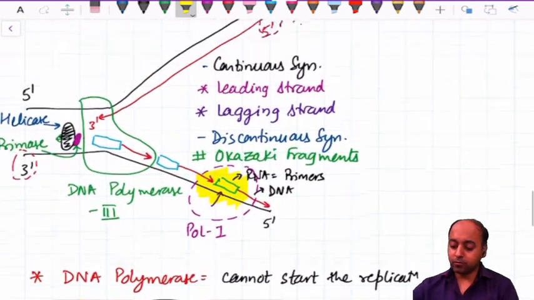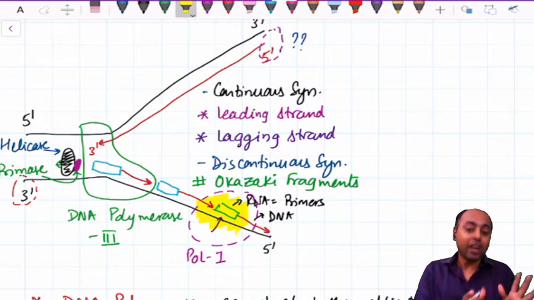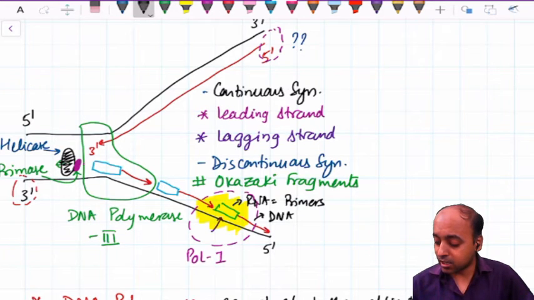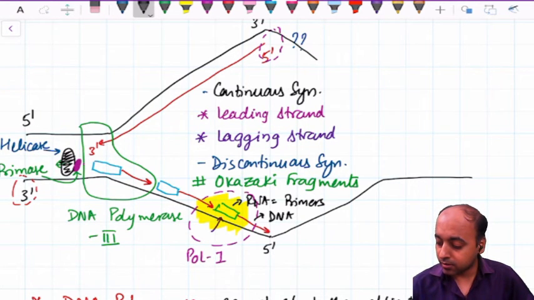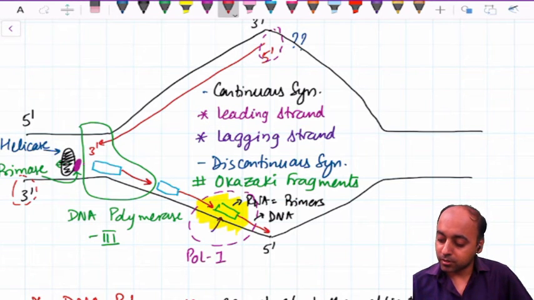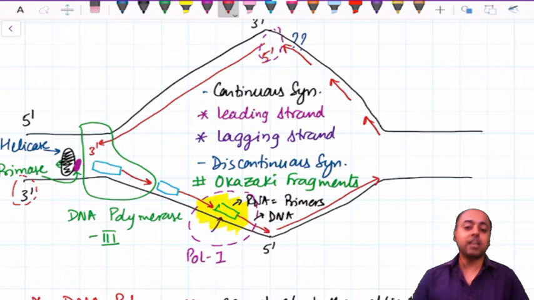Remember, I told you we have what is called replication bubble. We have taken only one half of it to understand, that is the replication fork. So whatever you are seeing here has a copy somewhere else, not far, here only. Right? So what was leading strand on one side becomes the lagging strand on the other side. What was lagging strand on one side becomes the leading strand on the other side.